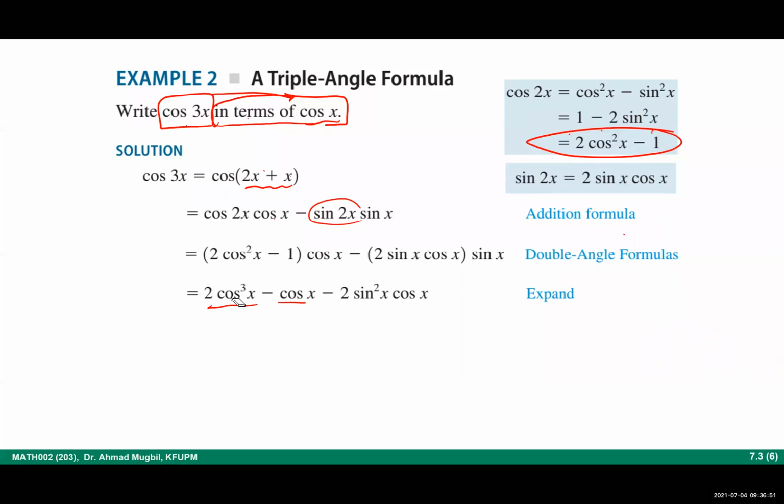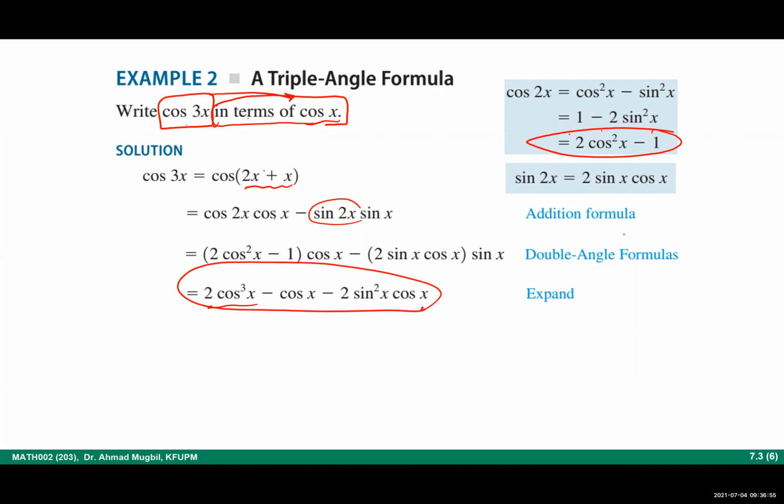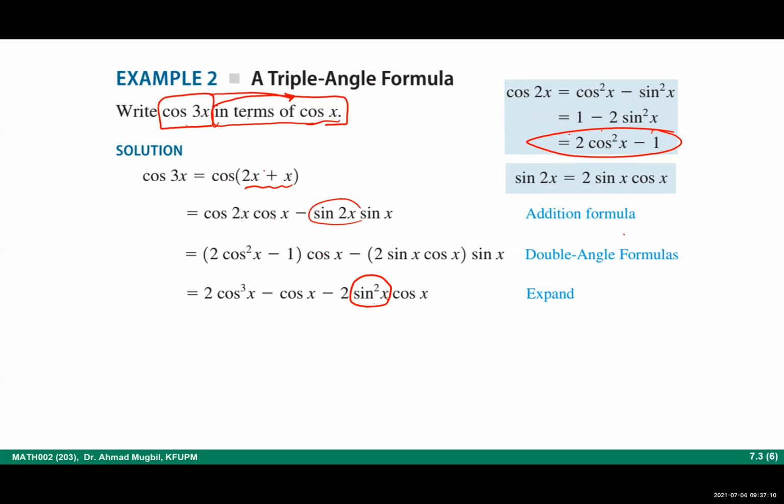Now, are we done, ya shabab? Is this in terms of cosine? No, because we still have sine squared here. So how to get rid of this, ya shabab? We will use what? Please, ya shabab, wake up. Okay, if you didn't wake up, I will start, ya shabab, asking now.